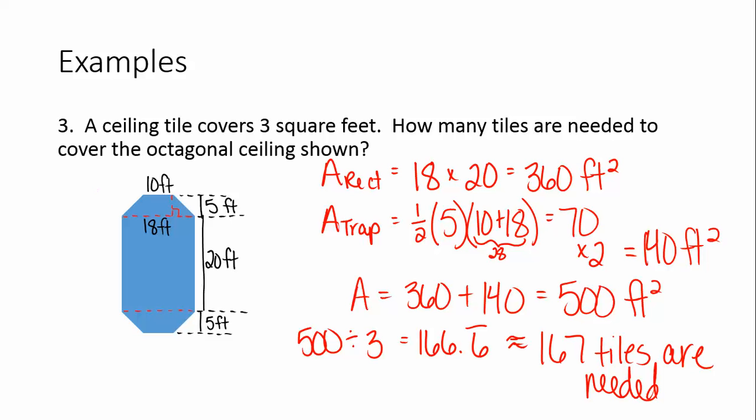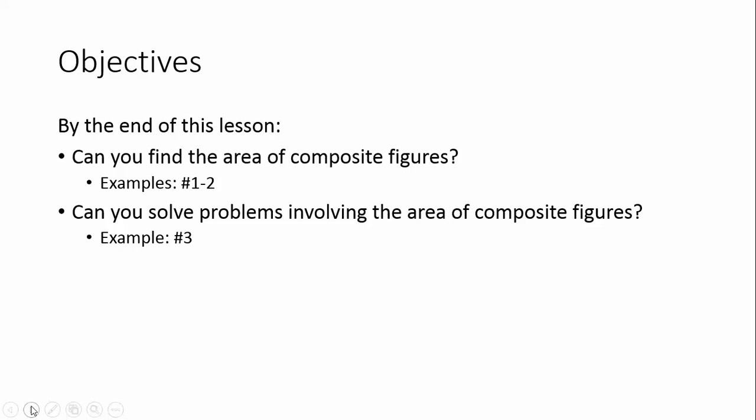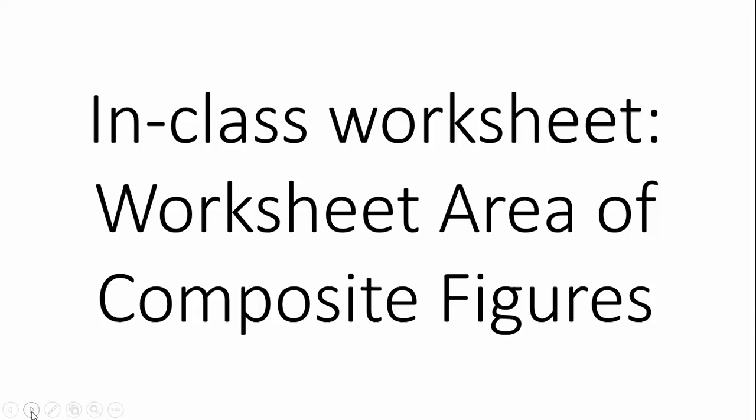So we were able to find the area of this shape because we could break the octagon up into trapezoids and rectangles, find the areas of each of those pieces and add that together, then divide it by 3 because we're told that one ceiling tile covers 3 square feet. So we were able to find the area of the composite figures in examples 1 and 2, and also we solved a problem that involved the area of composite figures in example 3, and we'll work on our area of composite figures worksheet in class.